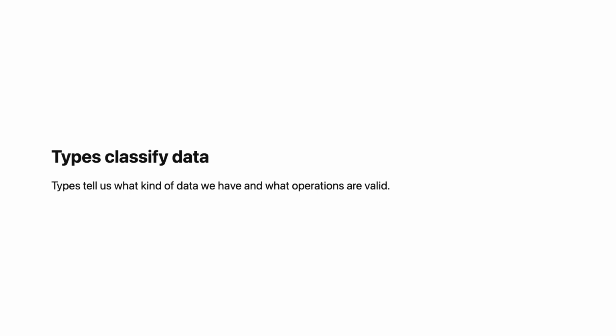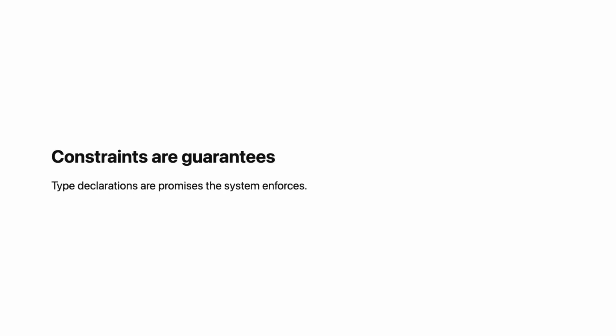When you declare that a value has a certain type, you are making a promise. This value will always be of this type. It will never be something else. The program can rely on this promise. If a value is typed as an integer, the program knows it can perform arithmetic. If a value is typed as text, the program knows it can concatenate strings.